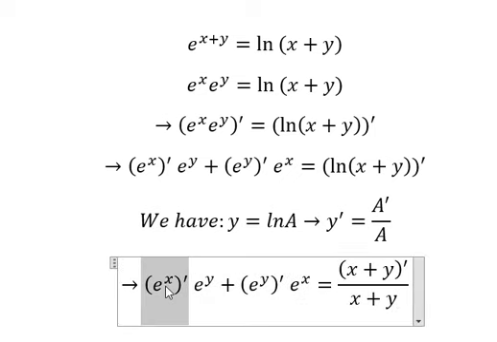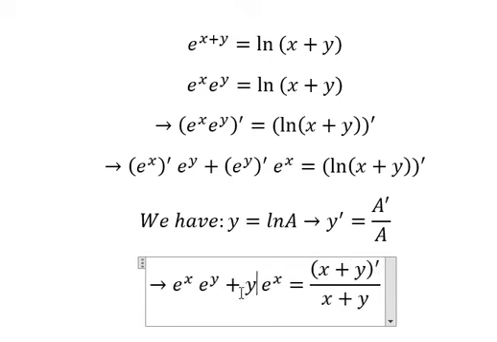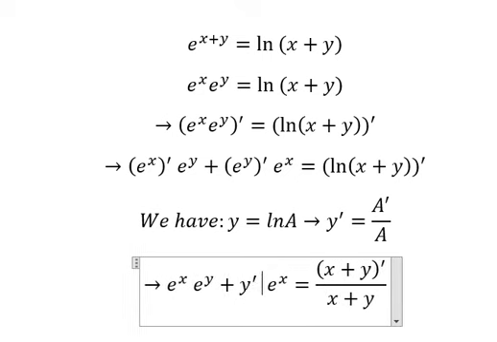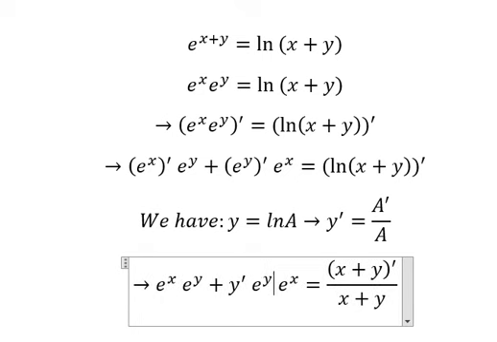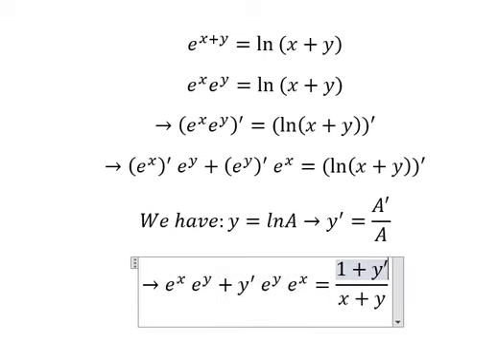This one, we have e to the power of x. This one, we have the first derivative of y, e to the power of y. This one, we have number 1 and the first derivative of y.